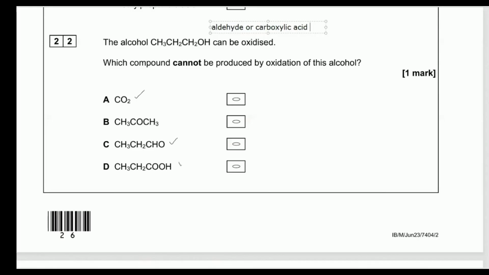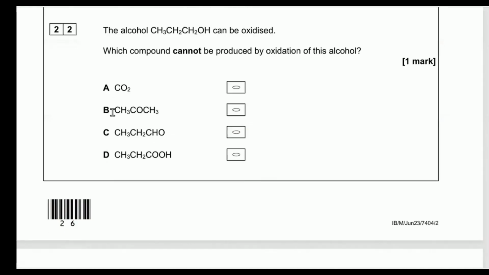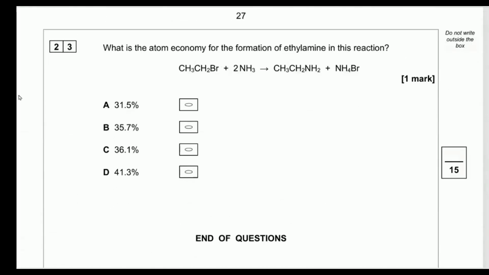This is a primary alcohol. If you oxidize a primary alcohol using potassium dichromate, you're going to get an aldehyde or a carboxylic acid under reflux. So the only one you can't get is a ketone. A ketone has to come from a secondary alcohol. So the answer that cannot be produced by oxidation of this alcohol is B. You can't make a ketone from a primary alcohol. Well, it's not straightforward anyway.